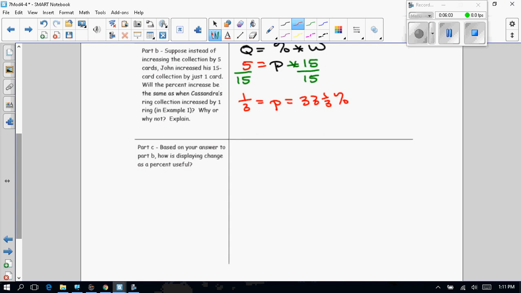Based on your answer to part B, how is displaying change as a percent useful? Well, all right, I could see how much it increases. It's a proportion. It's proportional for me.